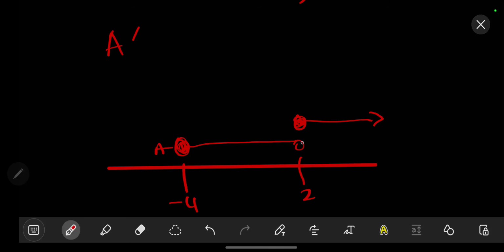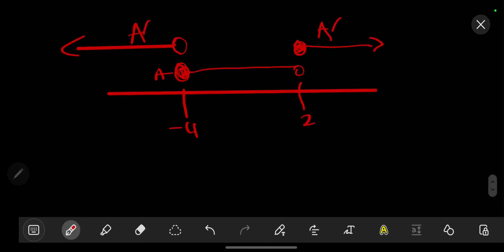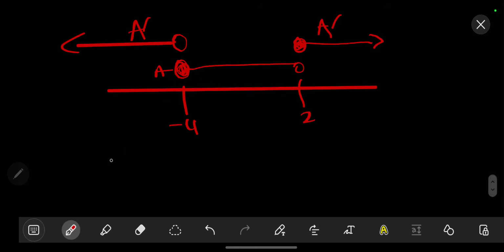Then we are going to also have something from here going to there. Since this is a closed circle, it will be open. So this is our A complement. So we are going to say that our x is less than negative 4, or we can have our x greater than or equal to positive 2 like that.